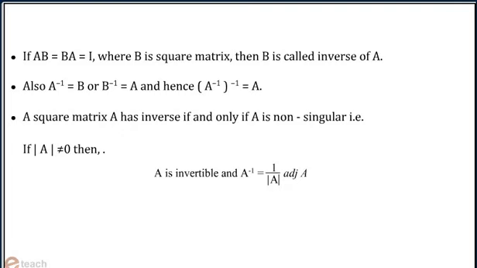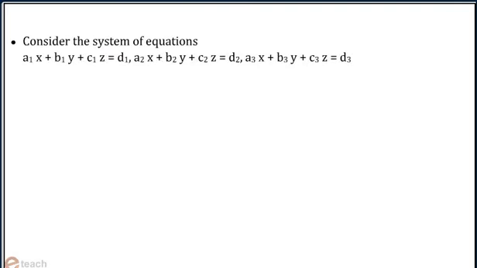That is, if determinant A is not equal to 0, then A is invertible and A inverse is equal to 1 by determinant A into adjoint A. Consider the system of equations a1x + b1y + c1z = d1, a2x + b2y + c2z = d2, and a3x + b3y + c3z = d3.